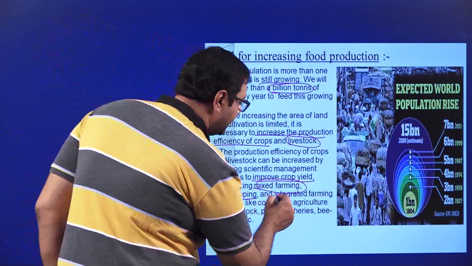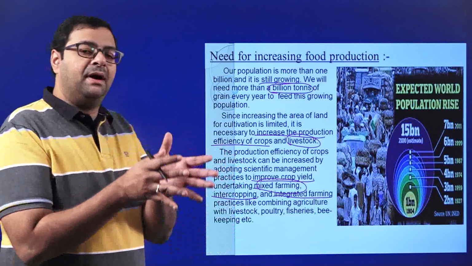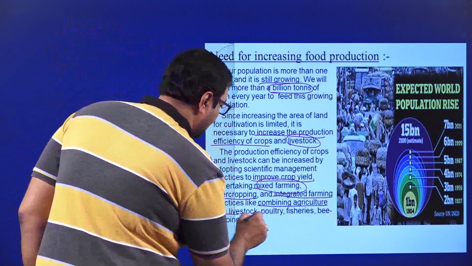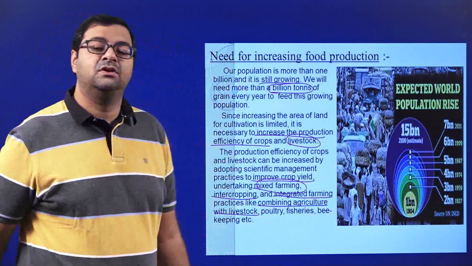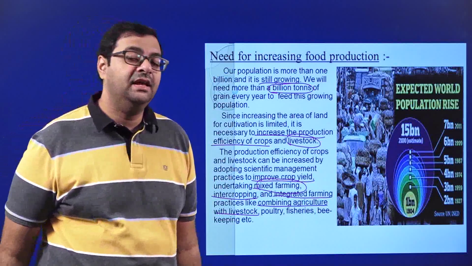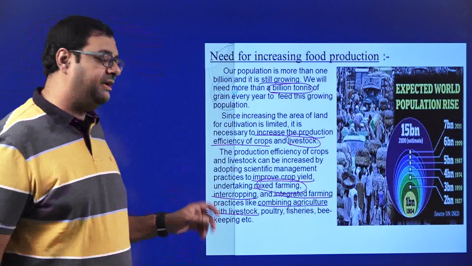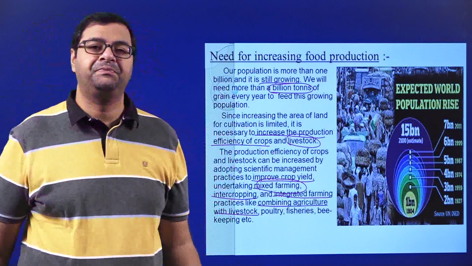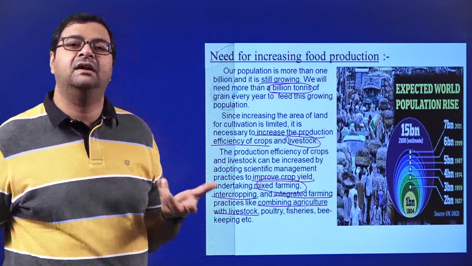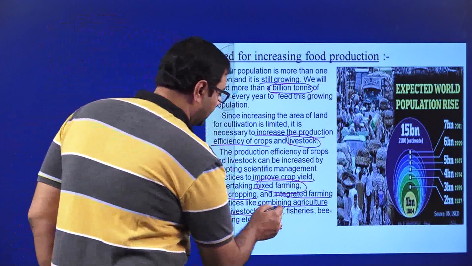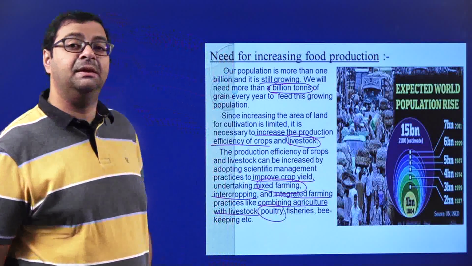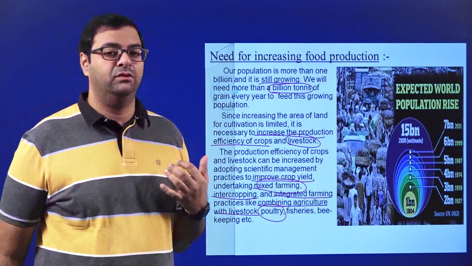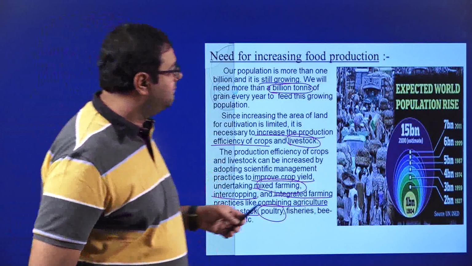And then integrated farming. Integrated farming means combining agriculture with livestock. Why do they go together? Because livestock generally eats the weeds away. When the weeds are eaten off, all the nutrients present in the soil will be available for the plants to absorb, and the plant can grow better. Then you have poultry. Poultry, fisheries and beekeeping are also very important for the production of food. Now we'll have a look.